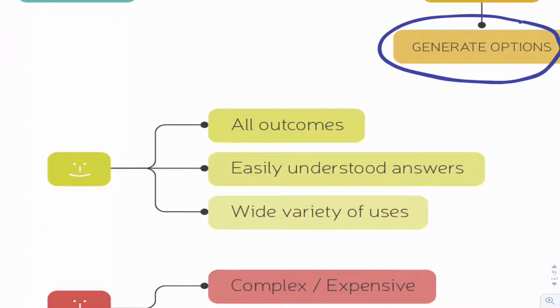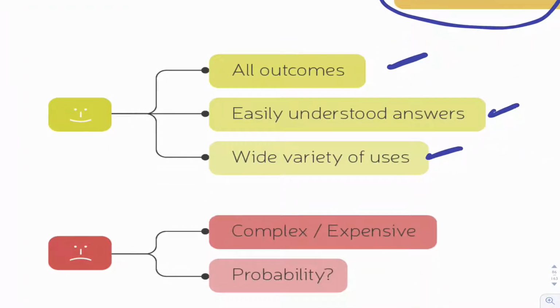And the good news is then it can look at lots of different outcomes, easily understood, wide variety of uses. It can give you the best case scenario, worst case scenario. Disadvantages: setting it all up, quite complex, quite expensive. And in the end, it still can't tell you the probability of things happening. It's just, if you put garbage in, you get garbage out.